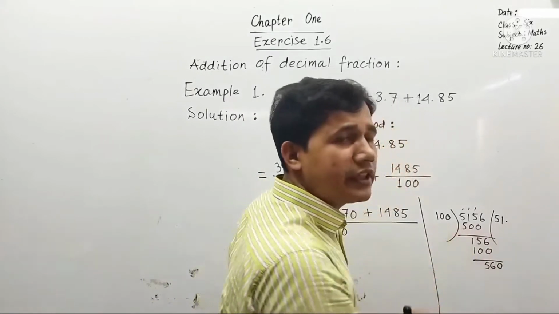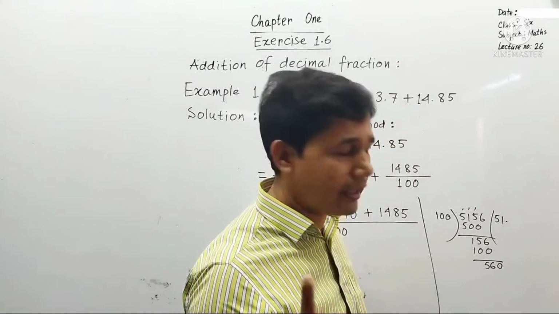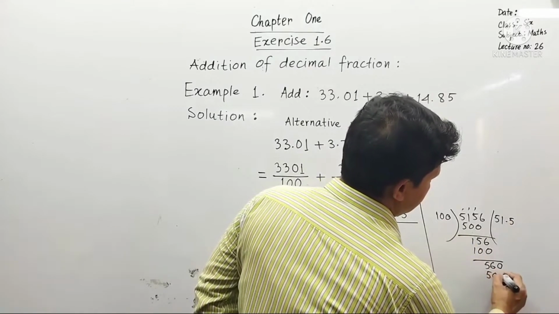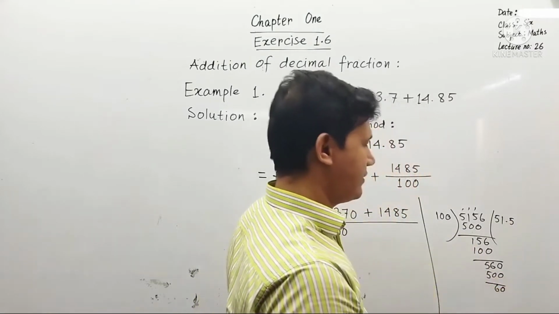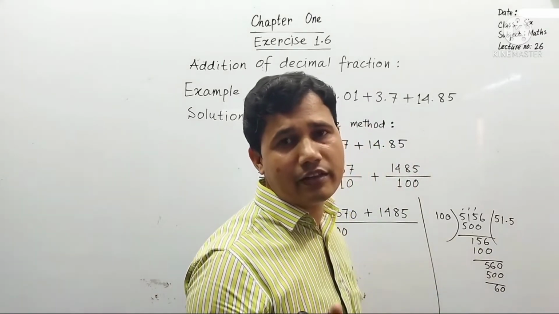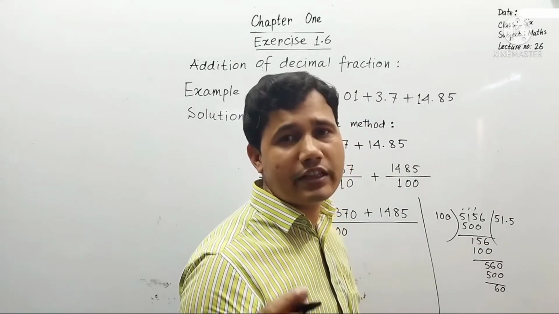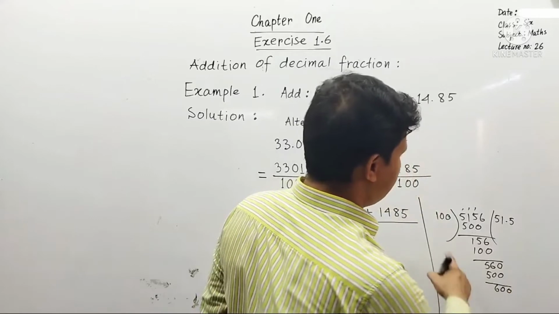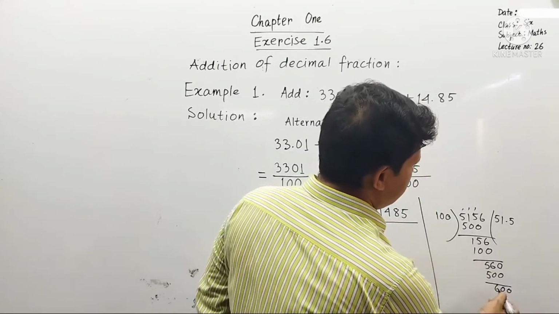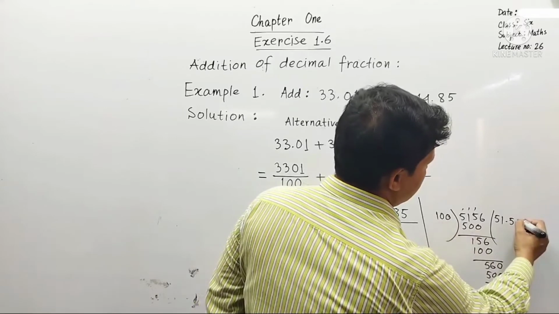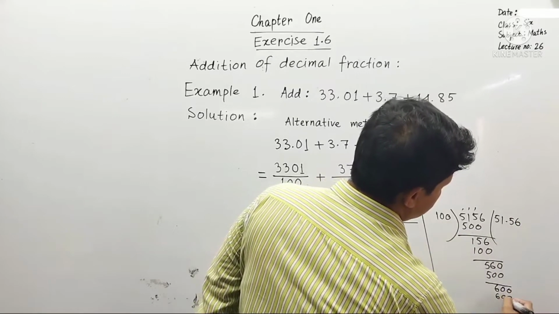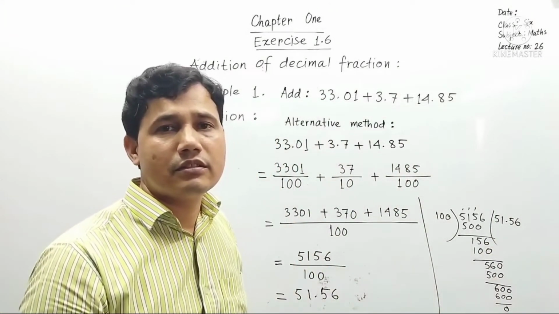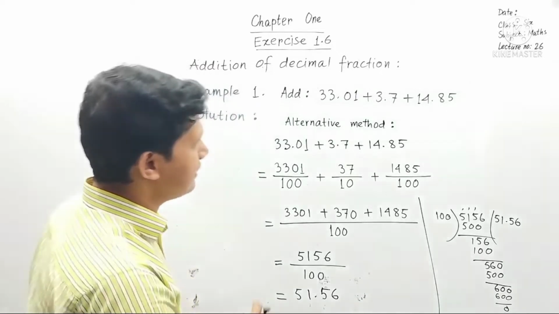560. It will 100. How many times will it go? Yes, it will go 5 times. 5 hundreds are 500. Left is 60. After the decimal point, every time you can take 0. So after taking 0, it will be 600. Again, this 600 is divisible by 100. It will go 6 times. Now the quotient is 51.56.